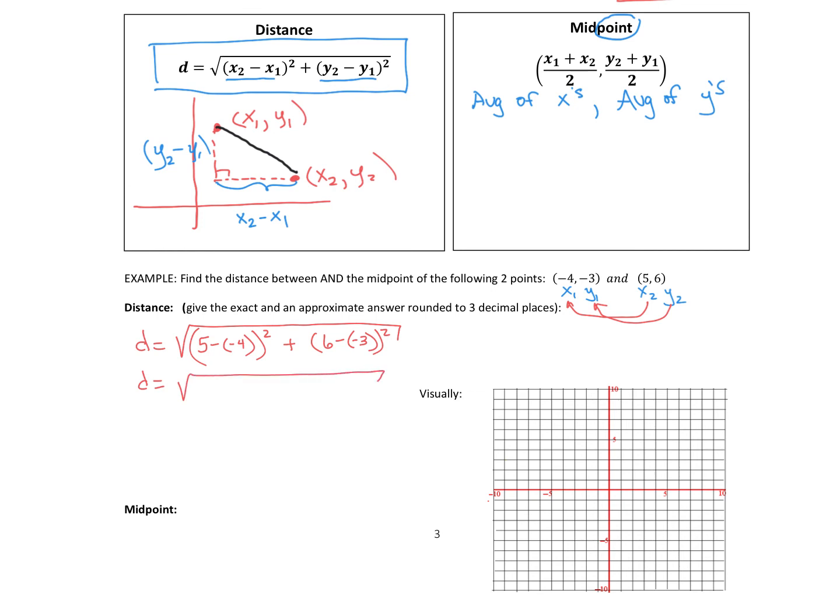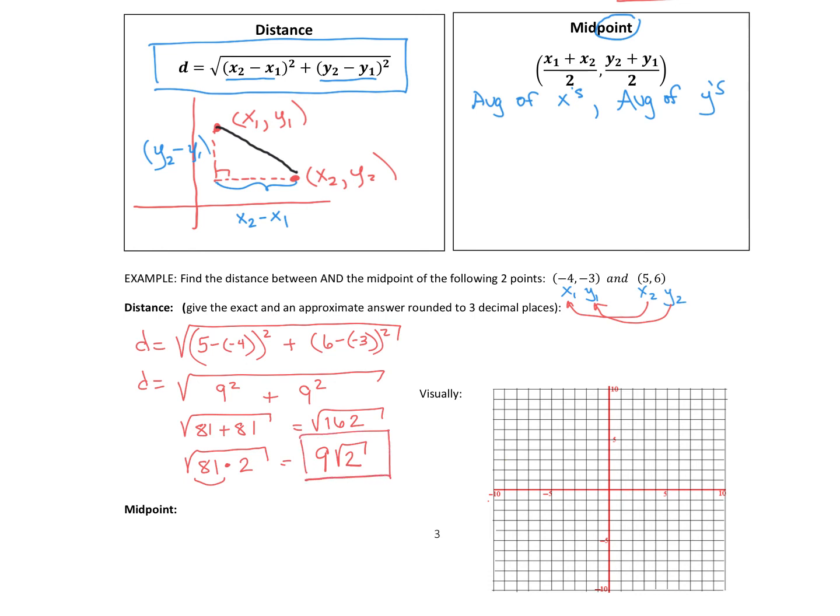So our distance is the square root. 5 minus negative 4 is 9, so 9 squared. 6 minus negative 3 is also 9. So 81 plus 81, or the square root of 162. Let's think of that as 81 times 2, because 81 is a perfect square. So if I take the square root of 81, I get 9, and I'm left with the square root of 2.